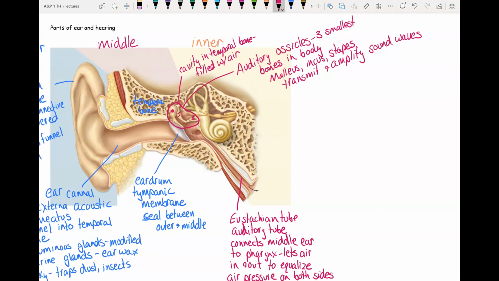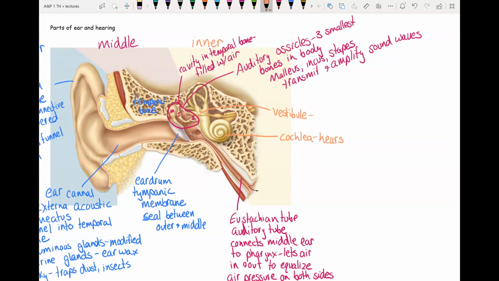Then we're ready to move to the parts of the inner ear. This part here, that looks like the body of a snail, is the cochlea. This is the part that hears. Then you have the part that looks like the head of the snail. That is the vestibule. This is where your sense of balance comes from.